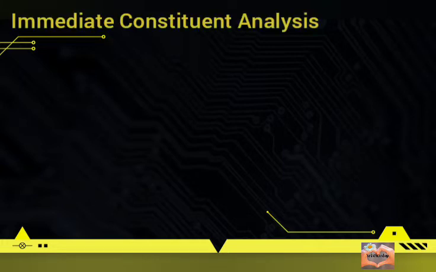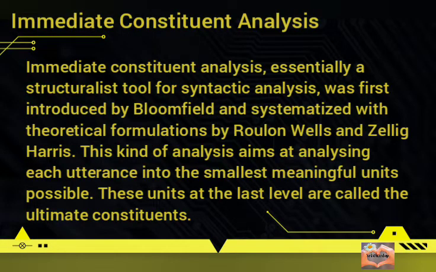Before moving on to phrase structure grammar, let me tell you about immediate constituent analysis. Immediate constituent analysis was essentially a structuralist tool for syntactic analysis. It was first introduced by Bloomfield and systematized with theoretical formulations by Rulon Wells and Zellig Harris. This kind of analysis aims at analyzing each utterance into the smallest meaningful units possible. These units at the last level are called the ultimate constituents.